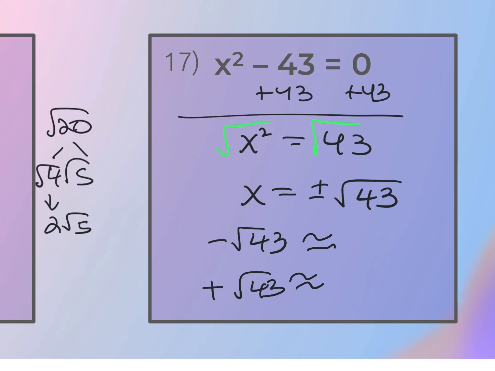So square root of 43 is 6.557, so negative 6.56, and then positive 6.56. Couple more examples.